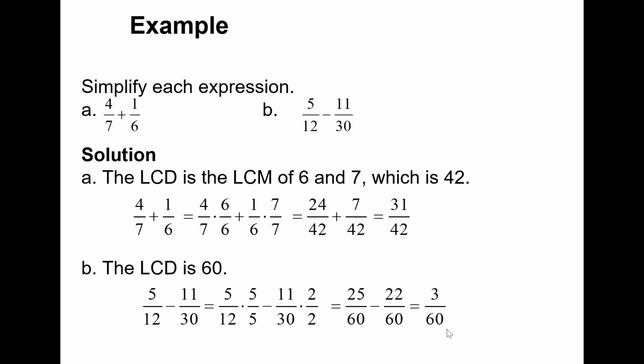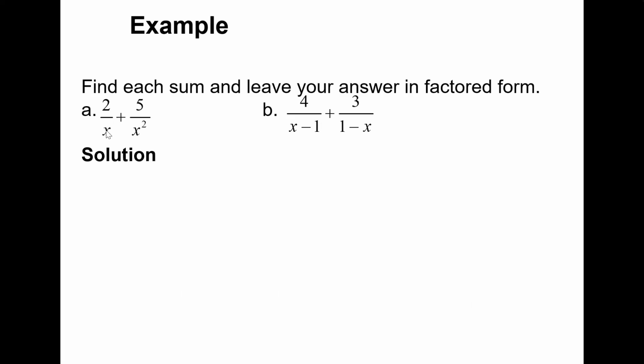But guess what? That reduces. So sometimes they're going to reduce, sometimes they're not. And so it gives us 1 over 20 for our answer, because 3 goes into both of them. Okay, so that's how we do it with numbers, and we're used to doing that. So now let's move over to actually doing it with other things besides numbers here.